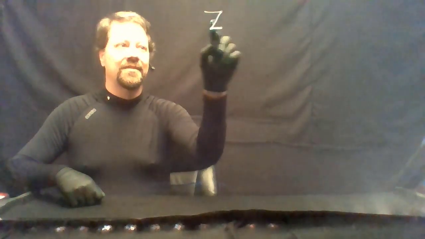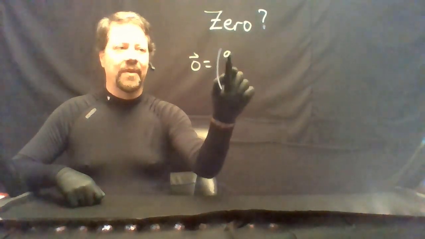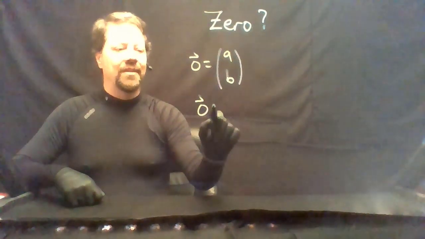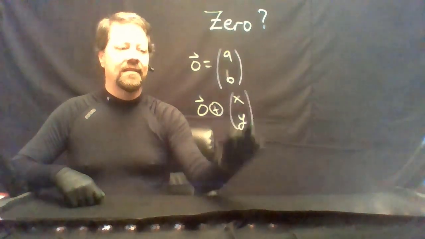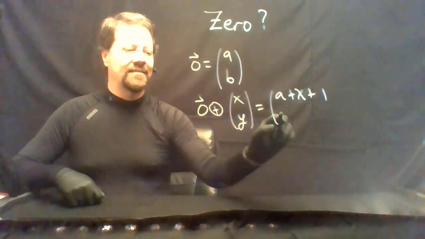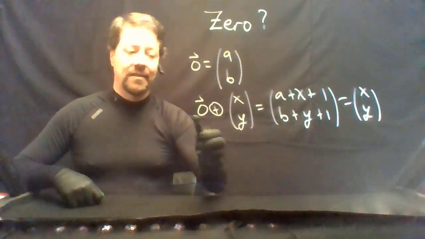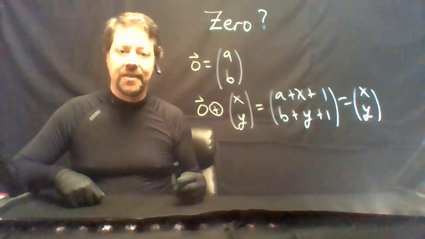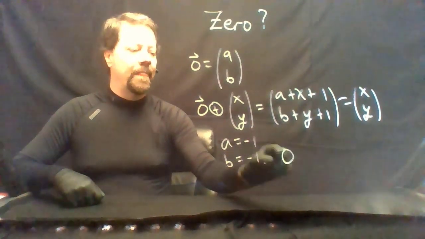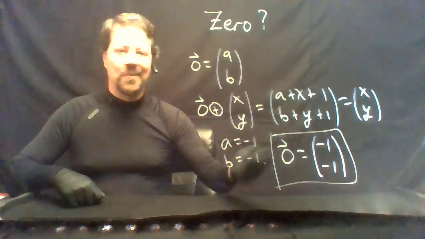Does there exist a zero? We don't know what zero is a priori. Let's just give it some coordinates, a and b. When you add 0 to something else, xy, you're supposed to get the something else. In this case, we'll get a plus x plus 1, b plus y plus 1, and that's supposed to be xy. When you add 0 to something, you're supposed to just leave that other something alone. That tells us then a has to be minus 1 and b has to be minus 1. So the 0 vector is the vector minus 1, minus 1.